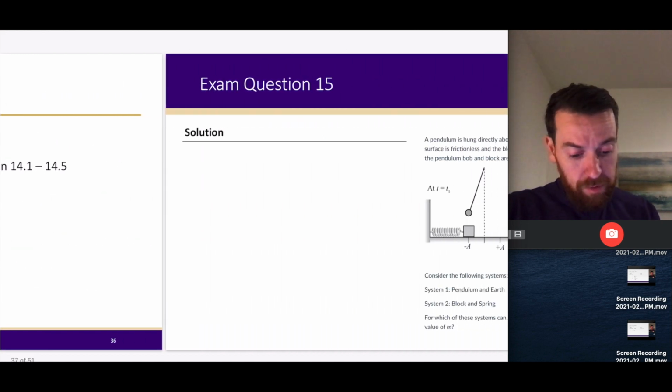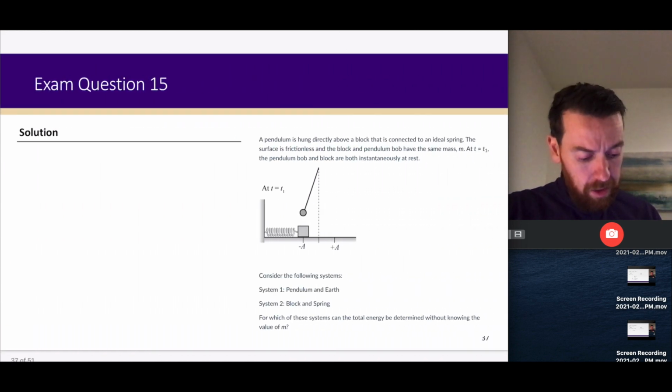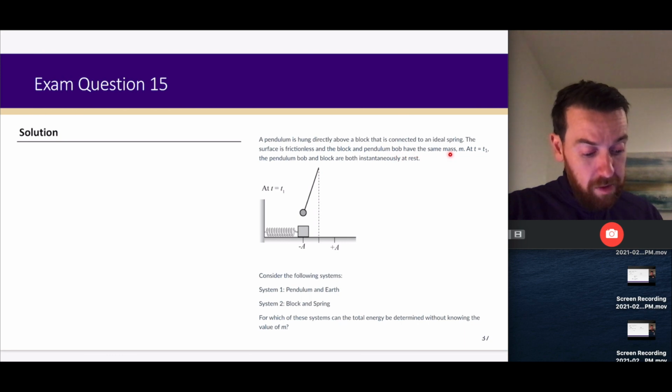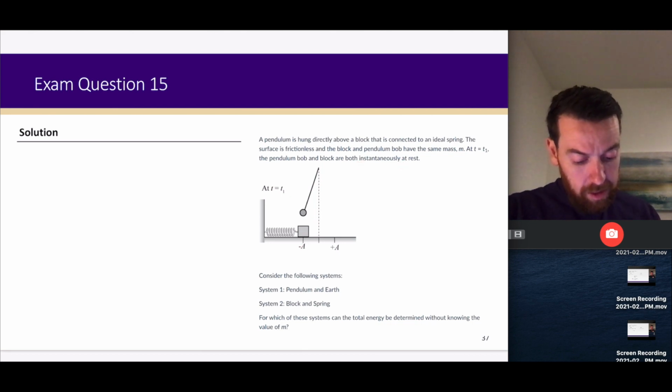So for question 15, let's start with the context here. We have a pendulum that is hung directly above a block that's connected to an ideal spring. I pulled that straight from the simple harmonic motion tutorial. The surface is frictionless and the block and the pendulum bob have the same mass, m. At time t1, the pendulum bob and the block are both instantaneously at rest. We can see that the block here is at its negative amplitude, so it's at rest, and the bob is at its leftmost position.